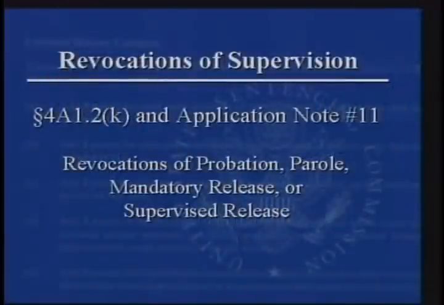Now, Debbie, let's talk about revocations, which can cause all sorts of questions when it comes to sifting through a criminal history. Exactly. As we're moving down through Guideline 4A1.2, we're going to look at subsection K dealing with revocations of prior supervision. We also address this issue in the commentary to the guideline in Application Note 11, where we tried to provide some examples of how to calculate criminal history points. So if we look at subsection K and Application Note 11, we're dealing with revocations of probation, parole, mandatory release, or supervised release. What's important to remember is that we have a prior sentence for which a sentence was imposed initially, and now we have a revocation. And how do we reconcile those to assign criminal history points? That often causes some confusion.